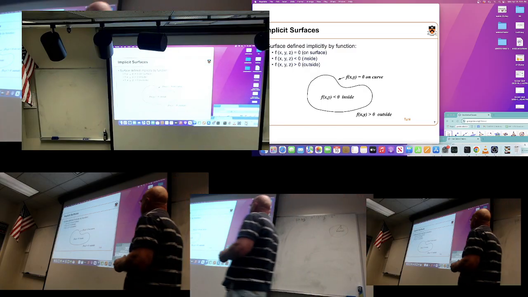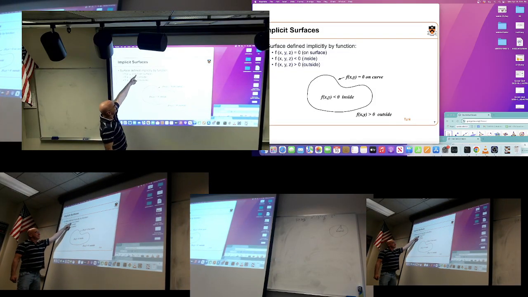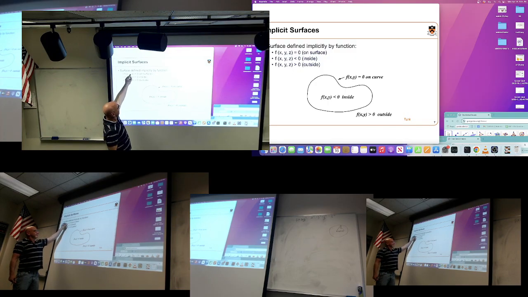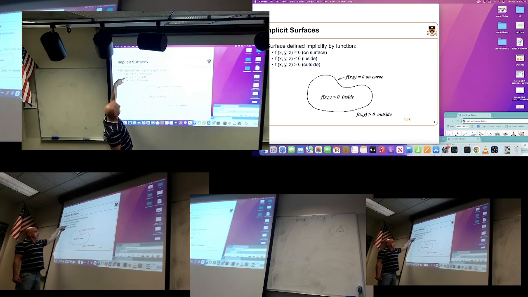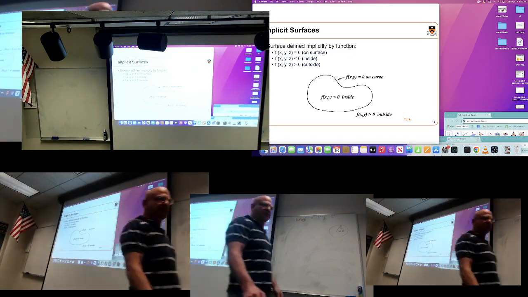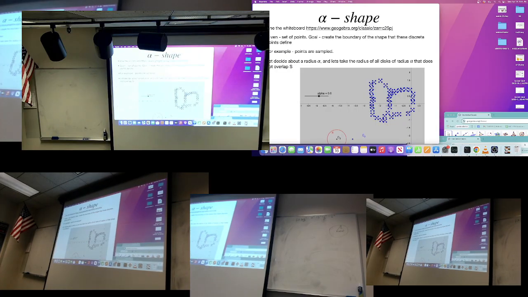In all the cases, the zero set, where x, y, z satisfies f equals 0, defines the surface for us. And by the way, we can now decide for a point P whether it is inside or outside the shape. If it's inside the shape, we want f to be smaller than 0. If it's outside, larger than 0. That's just a different way to say there is an inside and outside.